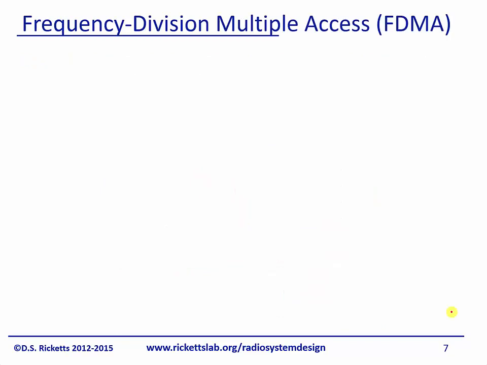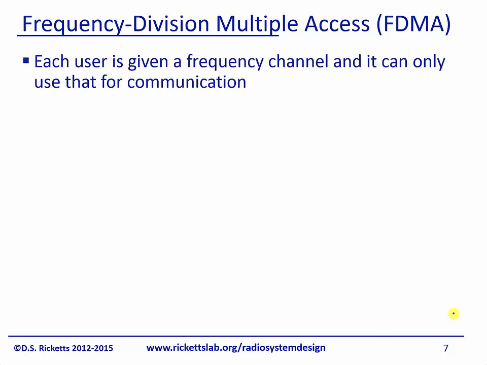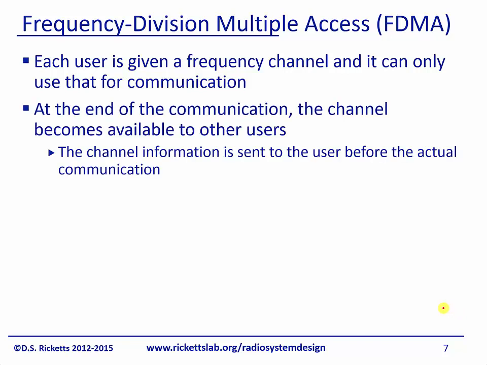In multiple access, there are a few different standards. One is frequency division multiple access, and you probably already have a good idea how this works. Each user is given a frequency and can only transmit on that frequency. At the end of the communication, the channel becomes available to other users, and the channel information is sent to the user before the actual communication. So we would actually tell the cell phone, please use this frequency for your next communication, and it would be dedicated to them. They transmit on that frequency, and when they're done, it would be released, and another cell phone could be told it could use that channel.